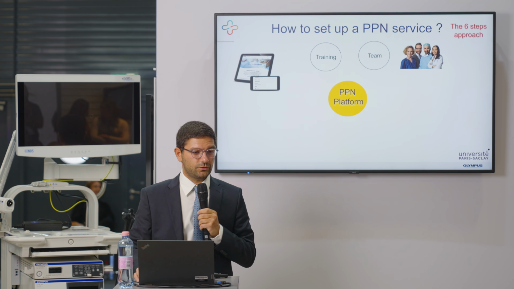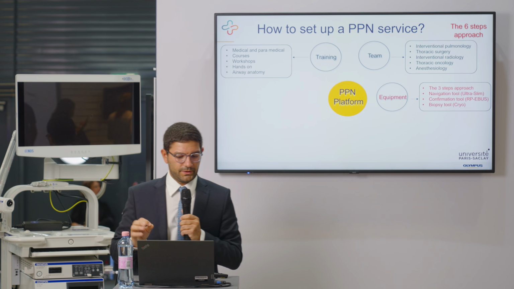The second step is team building. As you saw, the future relies on the reunion of specialties, or organ-dedicated teams. We need to have the thoracic surgeon, the thoracic oncologist, the anesthesiologist, and the interventional radiologist, because we need to discuss every patient who will have a CT-guided biopsy and who will have an endoscopic technique.